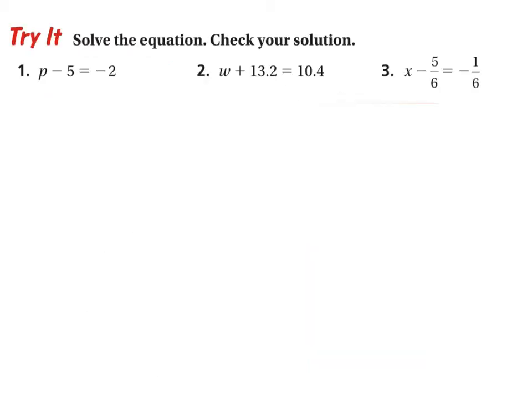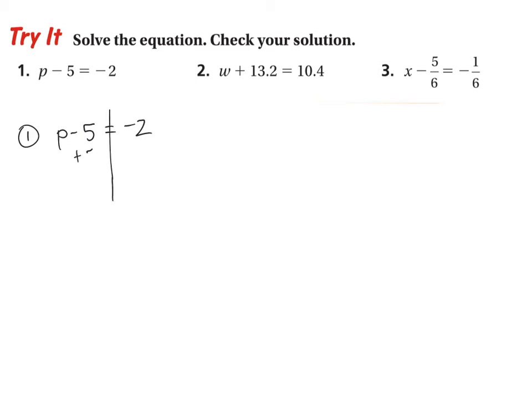So, I want you to go ahead and pause the video if you want, and see if you can get these 3 correct. Okay, so I'm going to do this as if it were my homework, okay? I'm going to do number 1, I'm going to start by writing the equation down. Please write the problems down. It's so helpful. I'm going to draw my line.